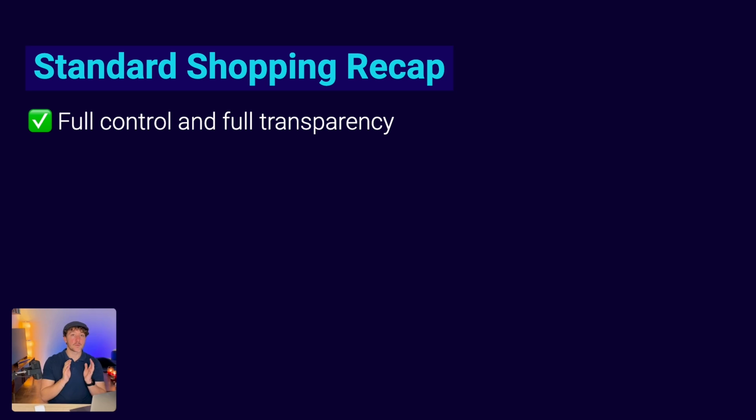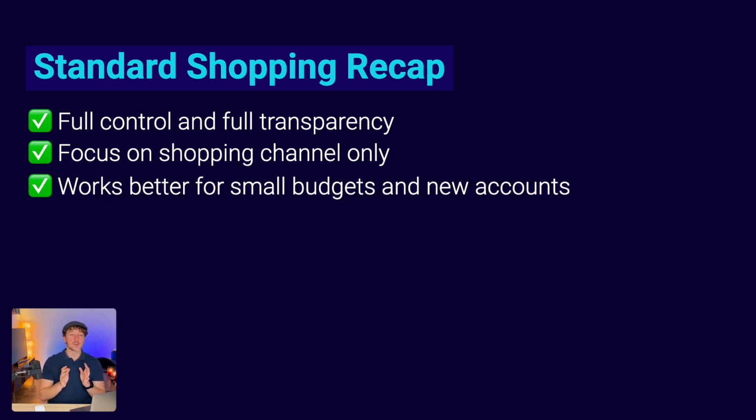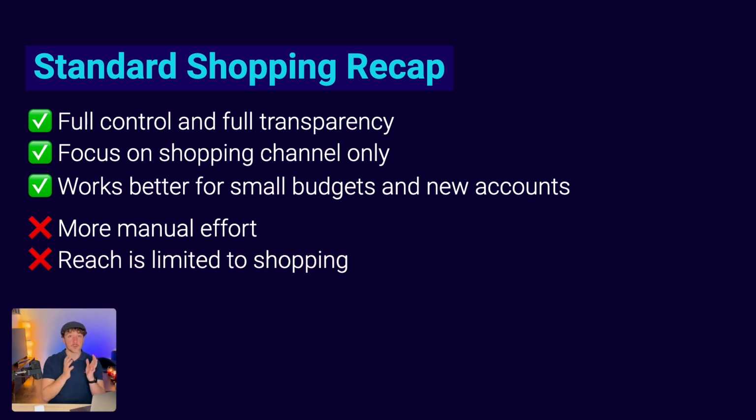With standard shopping, you get the full control, full transparency, the focus on shopping ads mainly, so you know where your budget is spent. And it also works better with small budgets as you can control your bids individually. Also, it works better for new accounts because you don't require to have a lot of conversion data already in your account. On the other hand, the full control also comes with more manual work and maybe not the benefits of AI. And then, of course, also the limited reach and not the full funnel coverage, but the main focus on the shopping ads.